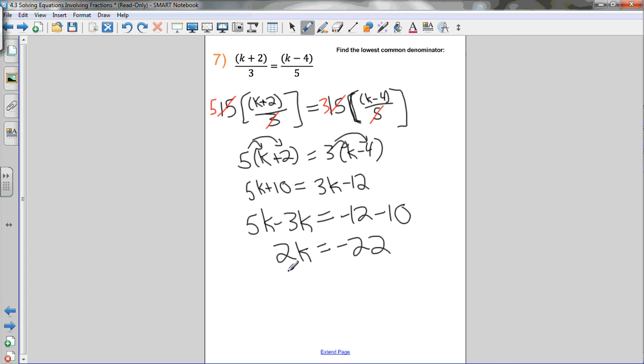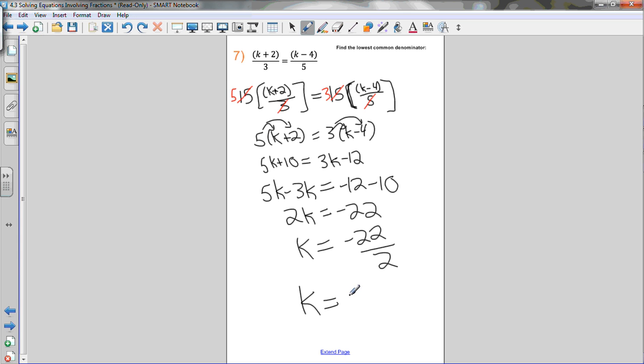Isolate the variable. So right now I have 2 times k. The opposite of multiplying by 2 is dividing by 2. So to bring the 2 to the other side, I must divide by 2. Negative 22 divided by 2 will give me negative 11. There's my solution. And once again, don't forget you can check by substituting negative 11 in for k into your equation and making sure left side equals right side.